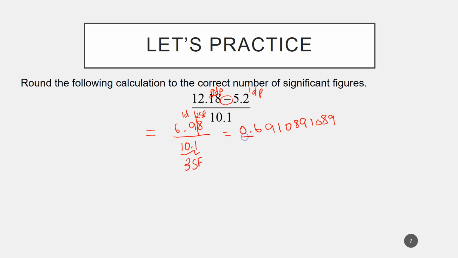Remember, this is a trailing zero. This is not significant. So then counting two significant figures would be 1 and 2. And I have to cut it over here, round it to the second decimal place. So then it would be 0.69. And this is what we report.